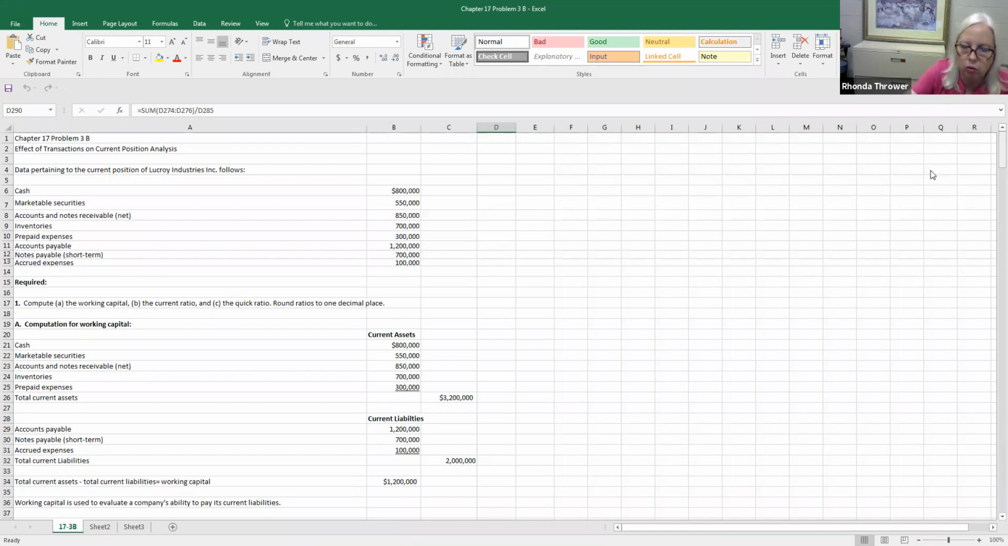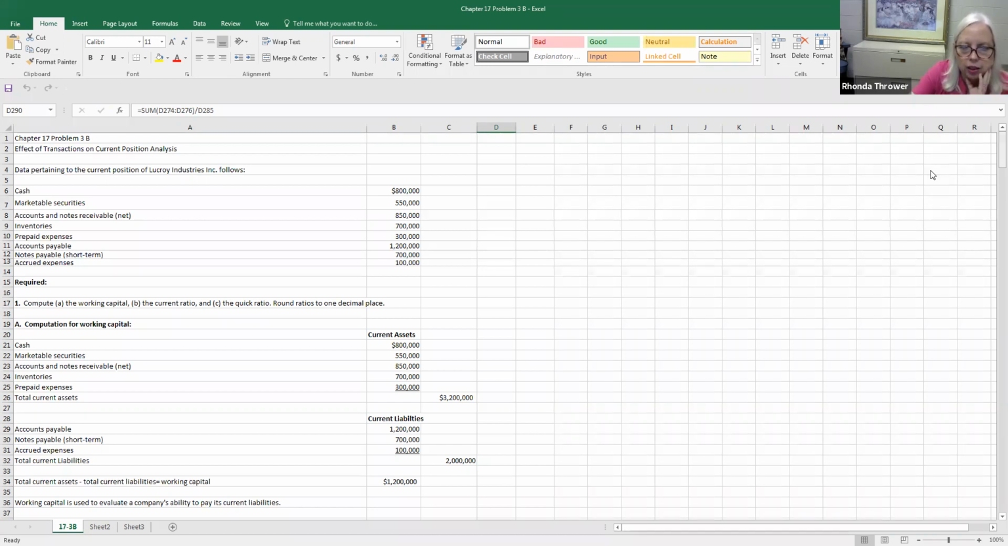And then your quick ratio would be your quick assets added together, which would have been your cash, your marketable securities, and your accounts receivable and notes receivable net amount. Those three amounts added together would give you your quick assets. Divide those by the total of the current liabilities, and that would give you the 1.1.